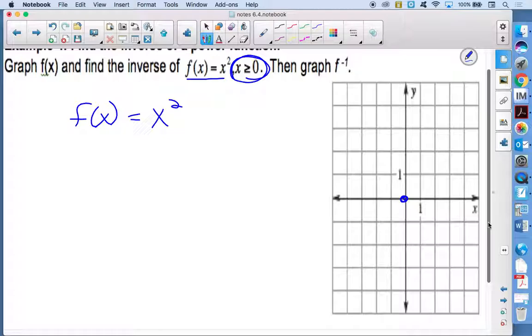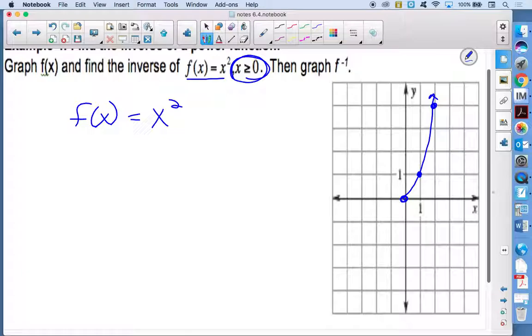So if we plug in a 1, 1 squared is 1. If we plug in a 2, 2 squared is 4. So if x is 2, 2 squared is 4 for y. And we're only choosing x's that are bigger than or equal to 0 because that's what the problem told us. So instead of having the other side of the parabola, we just have this one piece here. So that would be our graph.